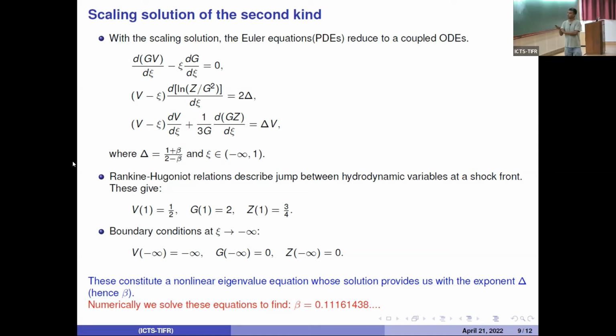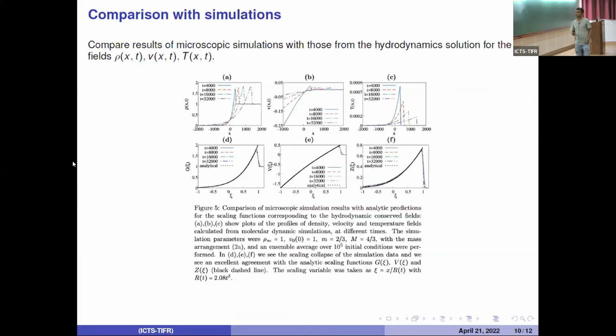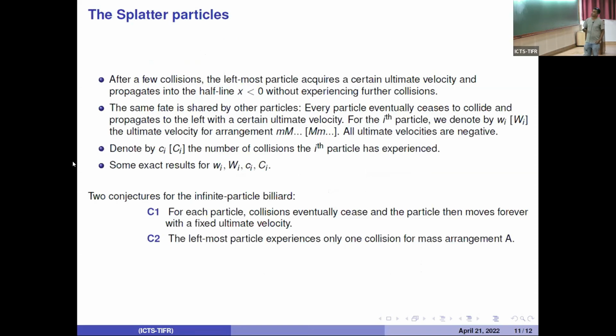Now you can solve these equations with this. Here we have this unknown parameter delta, which depends on the unknown exponent beta. So it's like solving these ODEs with some boundary conditions, which you have to solve self-consistently, and this fixes delta. So this is a nonlinear eigenvalue problem, and we numerically solve this to find the exponent beta. We do simulations, and this solution matches extremely well. We see this scaling, and everything works perfectly.